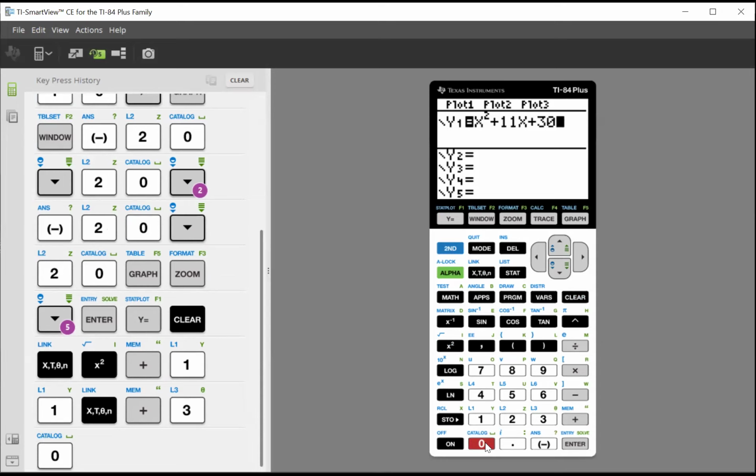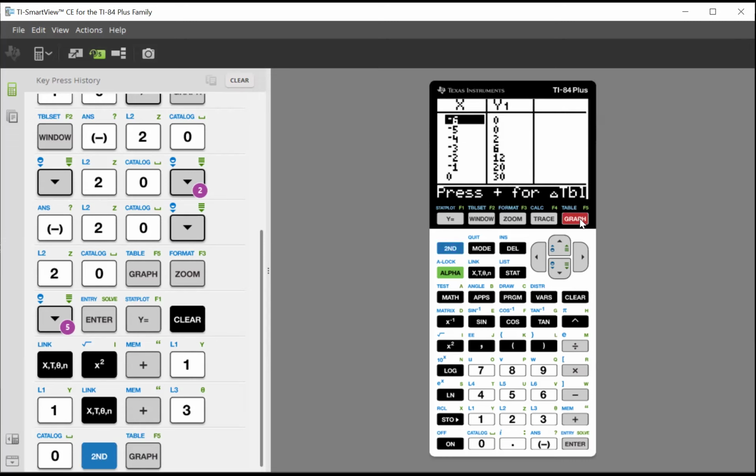Now, I don't even care about the graph. I'm going to the table. So I'm going to hit the blue second button and then the graph button to pull up the table.